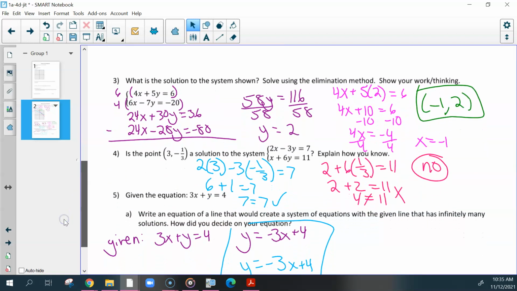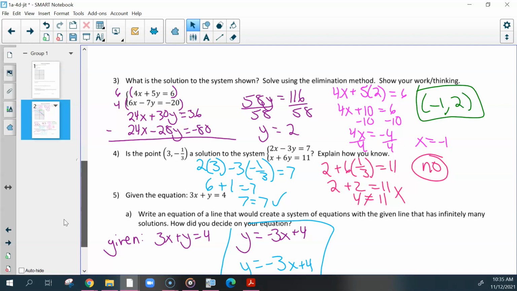For number 3, it asks what is a solution and asks you to use elimination. It does not matter which one you chose to eliminate, the x's or the y's. However, either way, you need to change both of these equations because you did not have the same coefficient for x or for y. So I chose to get rid of my x's. I was not thinking when I did this, I think I did it really fast. And I used 6 and 4 to get 24, but the lowest would have been 12. So if you use 3 and 2, that would have worked just fine.